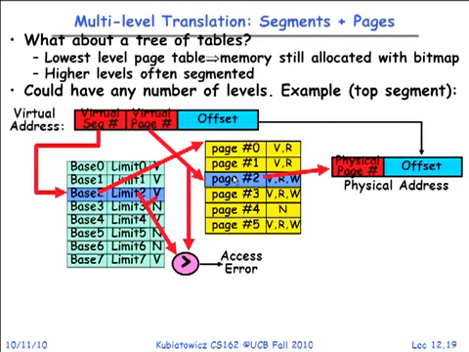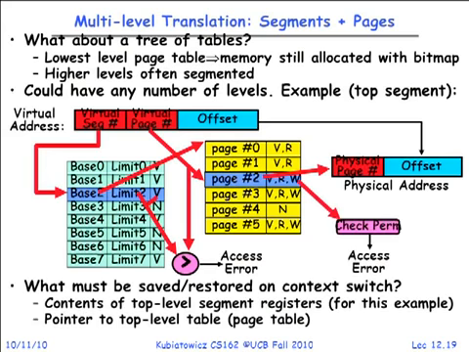Okay. What do we have to save and restore in the context switch? Well, here in this scheme, it's going to be this green thing, because the green thing is kind of the part that's unique to a process here. Okay? Questions?